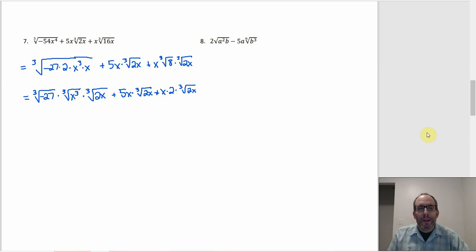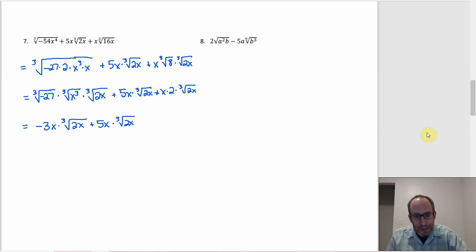All right, cube root of -27 is -3. Cube root of x cubed is x, so we have -3x times the cube root of 2x, and then plus 5x times the cube root of 2x, and then plus 2x times the cube root of 2x. All right, well, we've got the root simplified as far as we can get it.